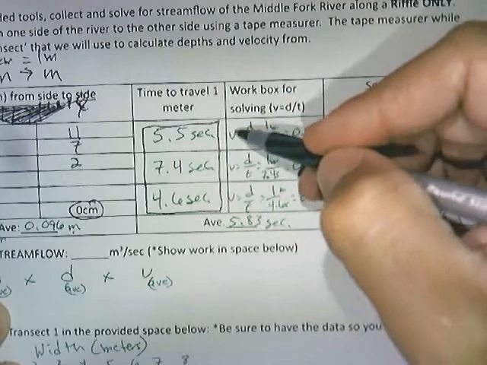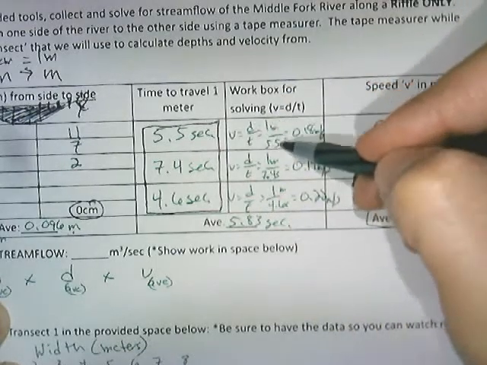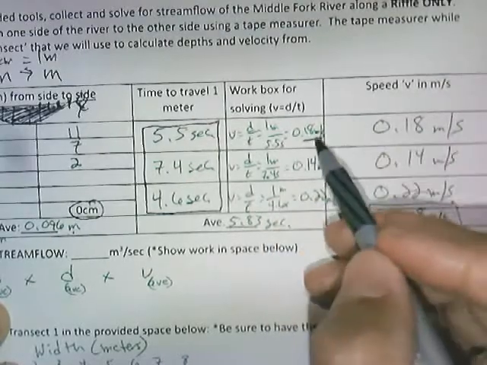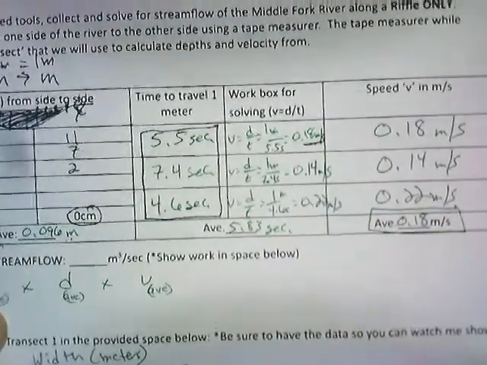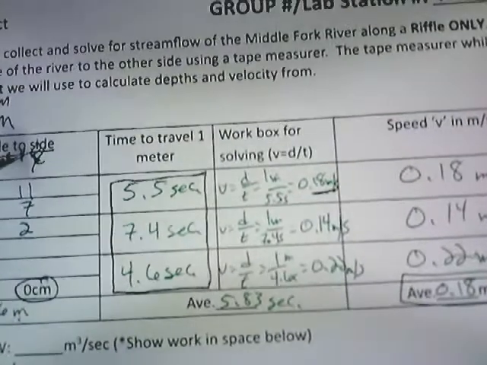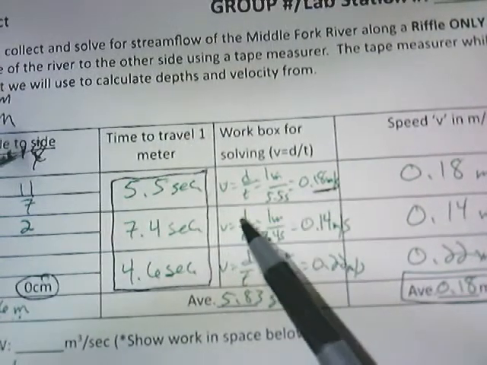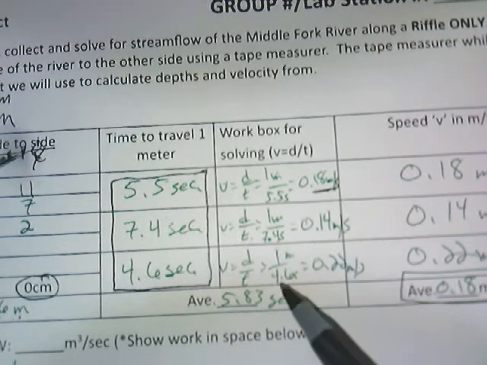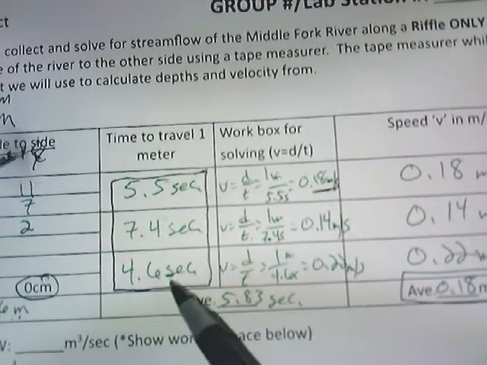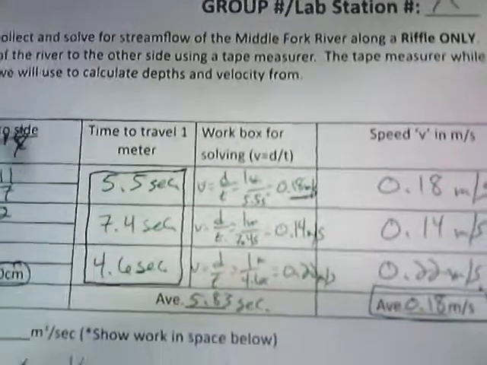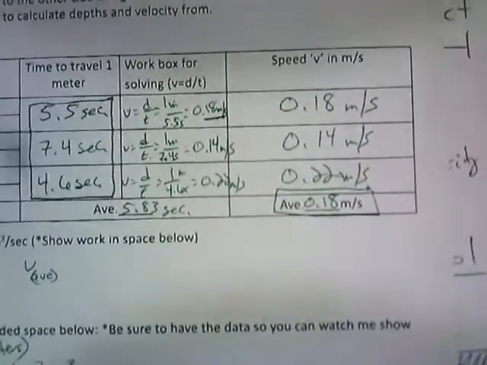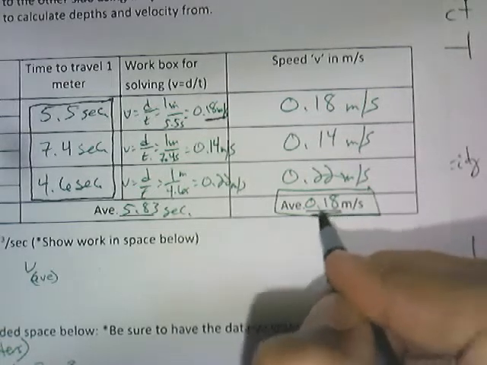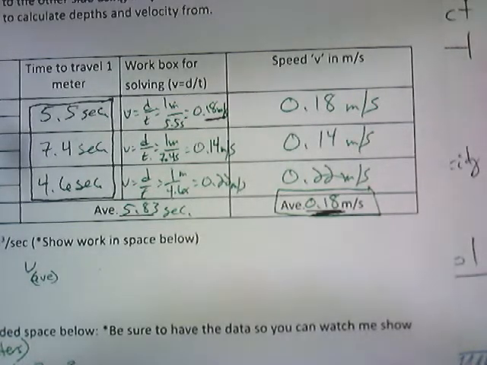So I can solve the velocity is going to be distance divided by time. I take 1 meter divided by the time here of 5.5 seconds, and this velocity is 0.18 meters per second. I do the same thing. I'll zoom in a little bit. I take 1 meter, right, velocity distance divided by time, 1 meter divided by 7.4 seconds, I get 0.14 meters per second, and I take 1 meter divided by 4.6 seconds, and I get 0.22 meters per second. And so I document them in my final column, and I get an average of 0.18 meters per second for my velocity. So now I have my data.